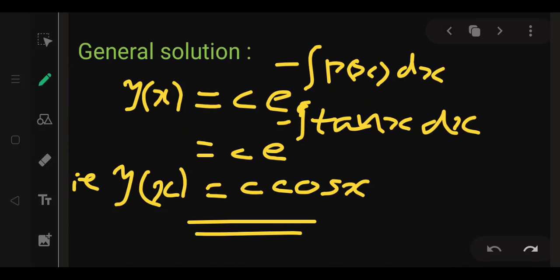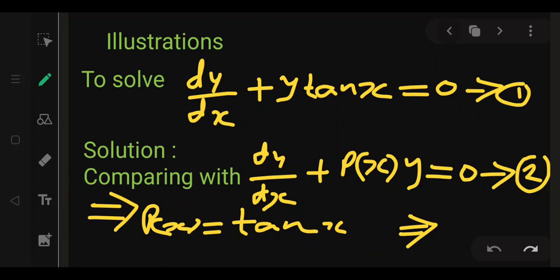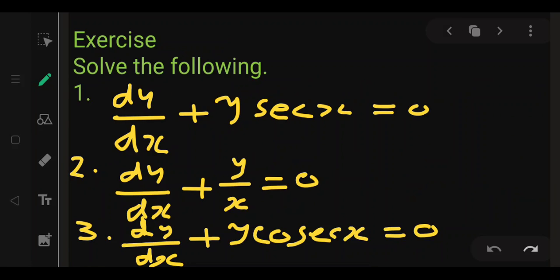Some exercise for you. Solve the following similar questions by the previous method.